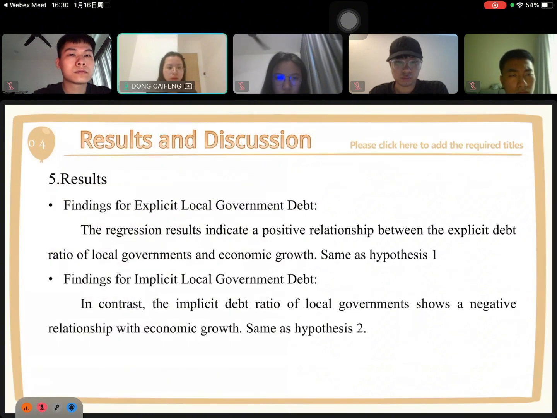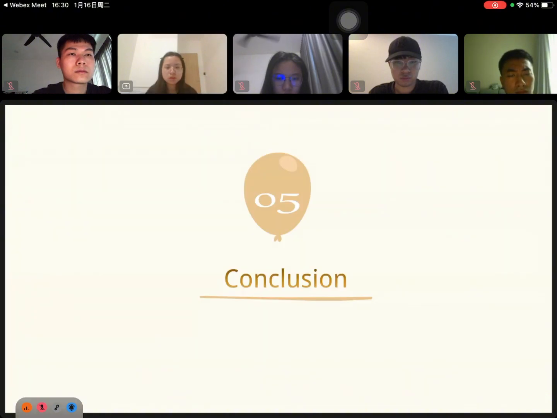Then we finally get two findings. The regression results indicate a positive relationship between the explicit debt ratio of local governments and economic growth, same as hypothesis 1. In contrast, the implicit debt ratio of local governments shows a negative relationship with economic growth, same as hypothesis 2. The fifth part is the conclusion.